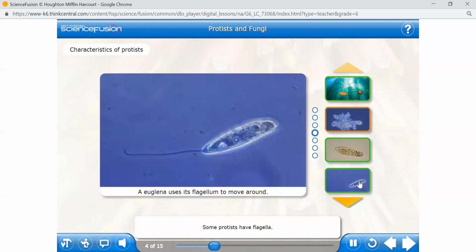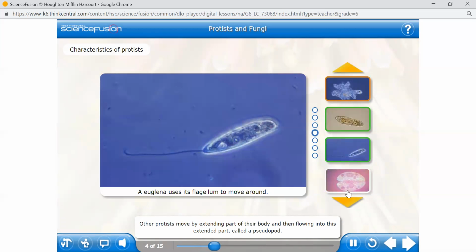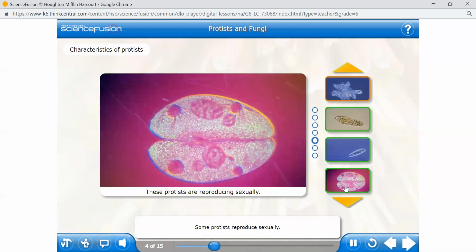Some protists have flagella. A flagellum is a tail-like projection that helps some protists, like this euglena, move around. Other protists move by extending part of their body and then flowing into this extended part, called a pseudopod. Some protists reproduce sexually. The major advantage of sexual reproduction is genetic diversity. Genetic diversity increases the chance that organisms will develop traits that ensure their survival. Most protists can also reproduce asexually.